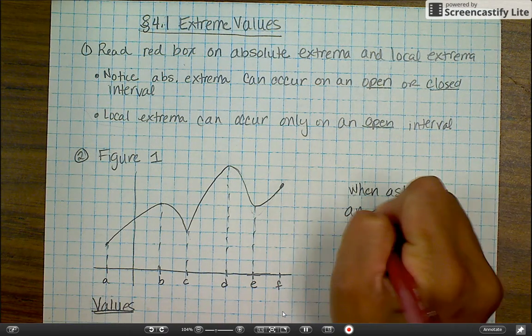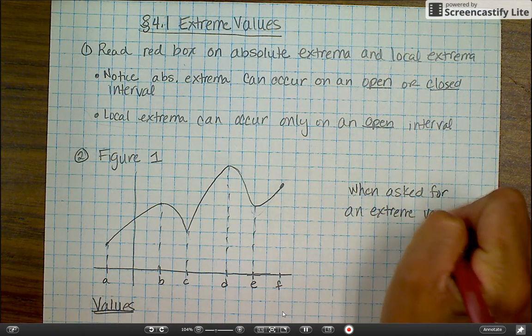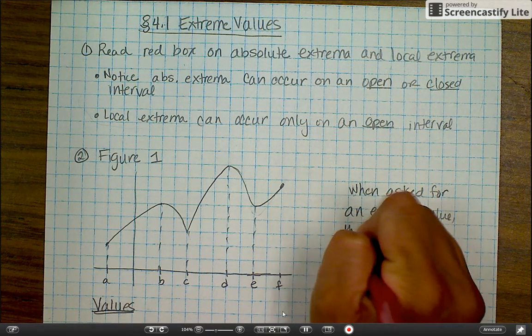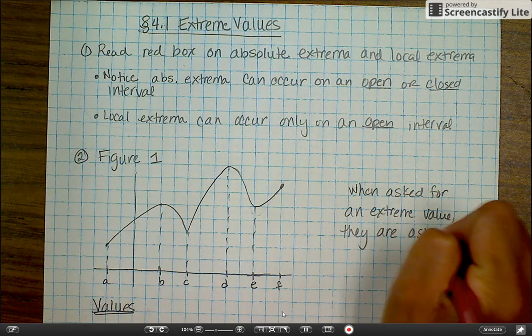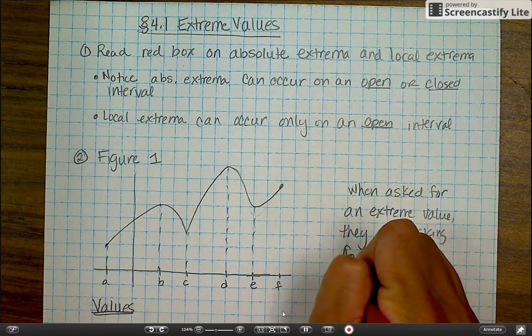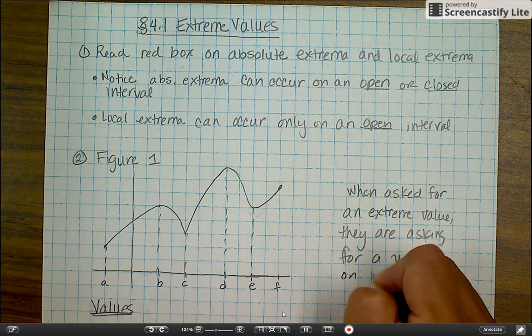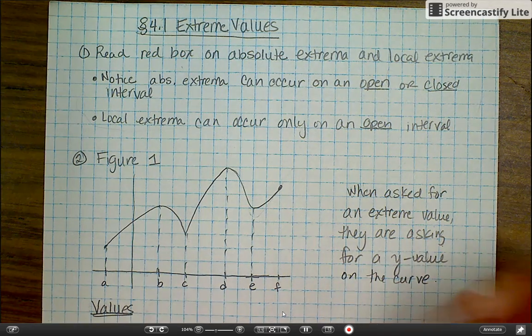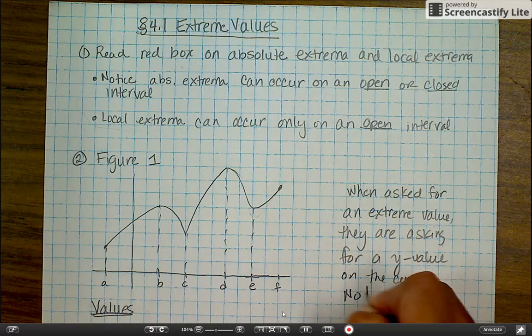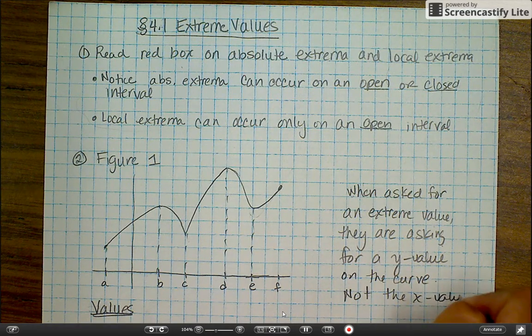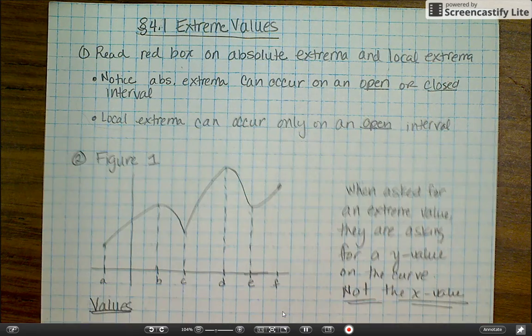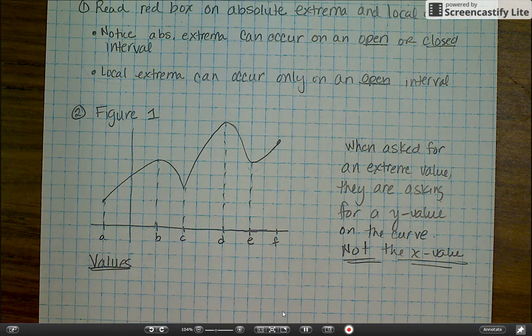for an extreme value, that they are asking for a y value. So anytime they say value, they are referring to a y value on the curve. They are not referring to the x value.